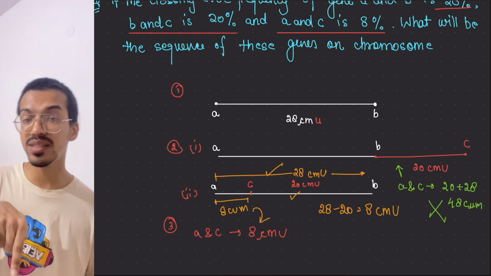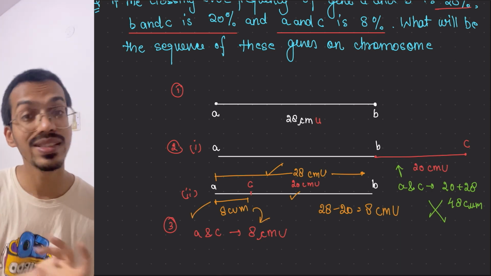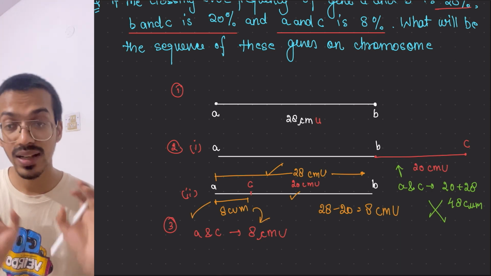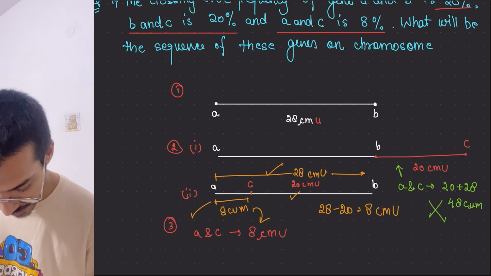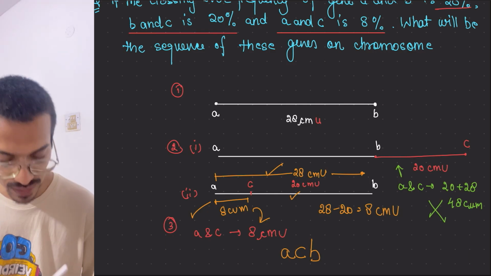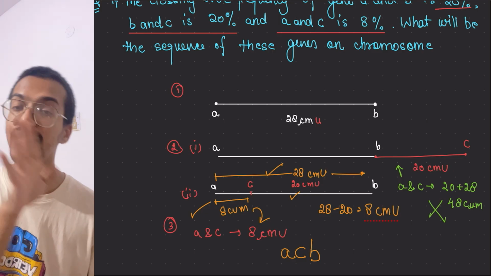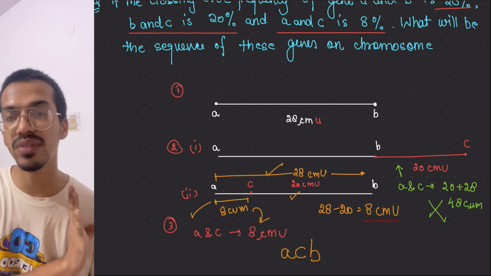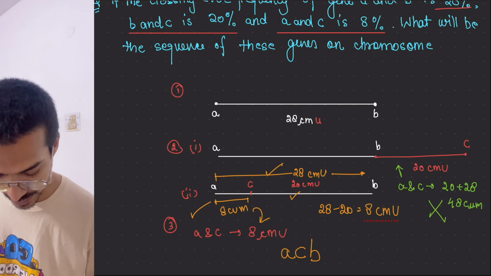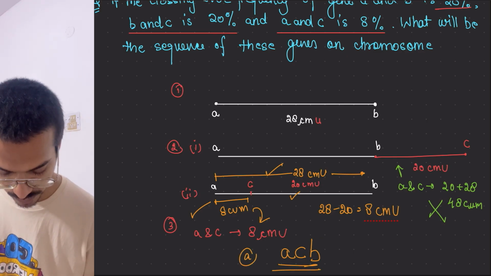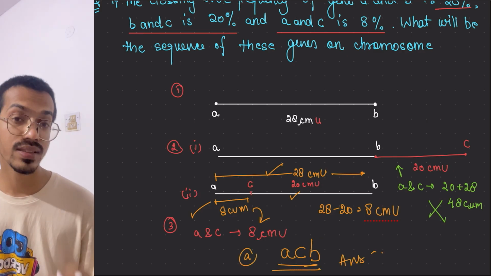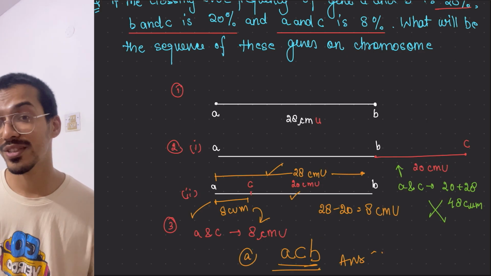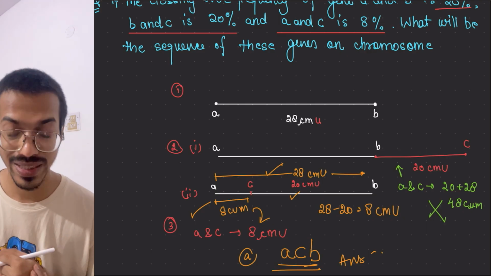So this becomes the correct answer. That is A, C, B. So the genes would be present in this way: first A will come, then C will come, then B will come. So this becomes the correct answer. I hope this is understood. If you understood, do let me know in the comment section.